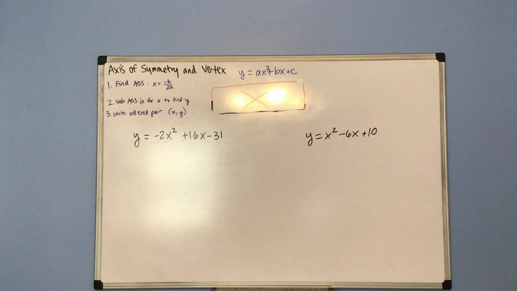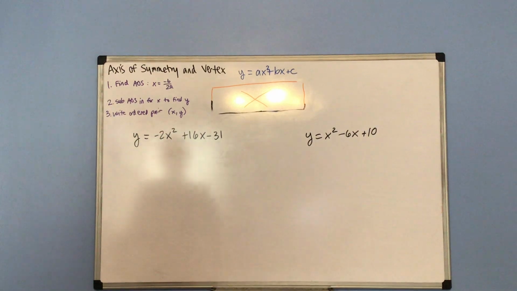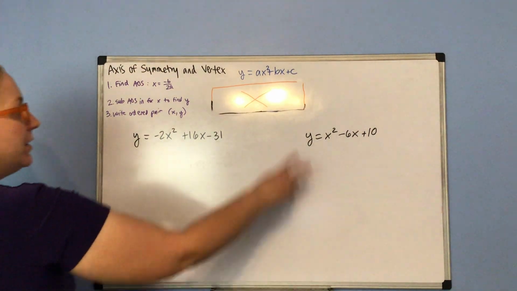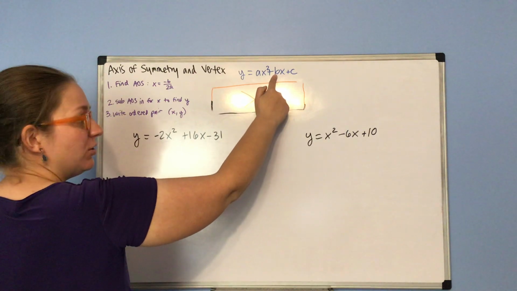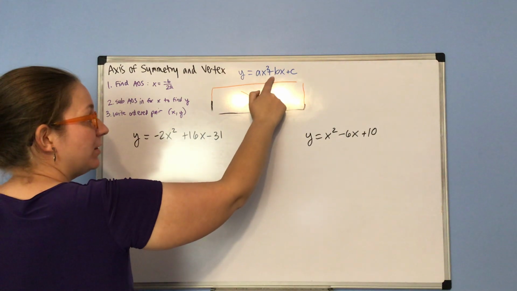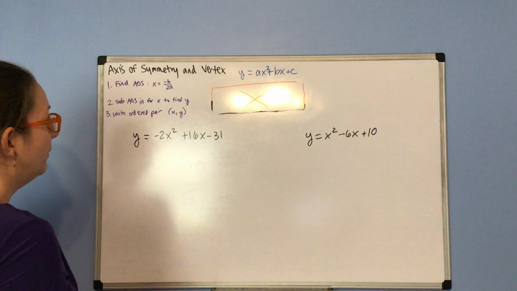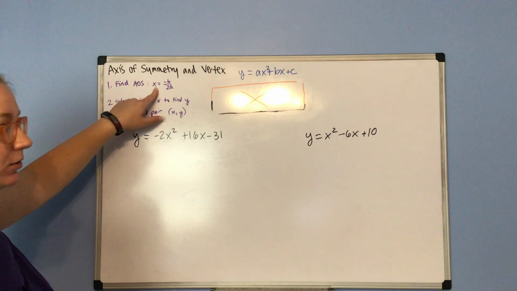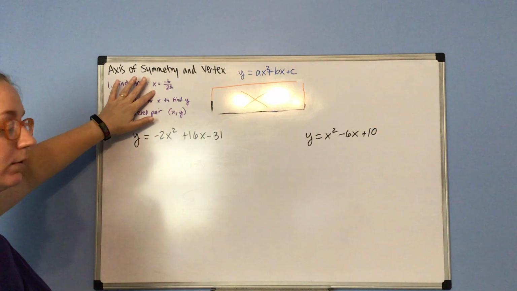What we're looking at today is finding the axis of symmetry and vertex of a quadratic function that's written in standard form. Standard form of a quadratic looks like this. A is just some number, B is just some number, C is just some number. So number x squared plus number x plus number. When you have an equation written in that format, you can find the axis of symmetry using this formula. And from there, that's also the x-coordinate of your vertex.